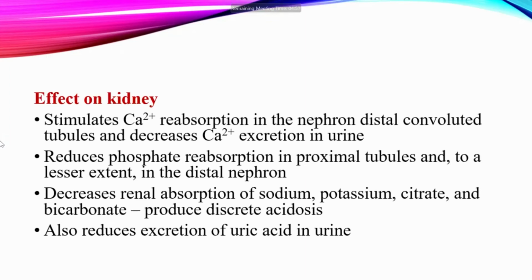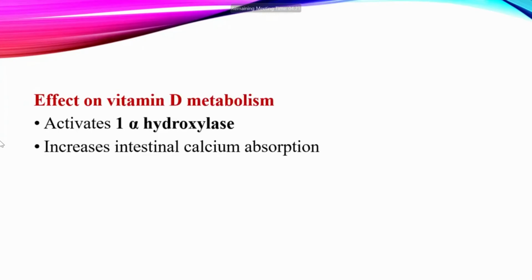And this excretion of phosphate during hypercalcemia prevents the formation of the stones. So parathyroid hormone excretes the phosphates in the urine, while it prevents the excretion of calcium at the same time. So, effects on vitamin D metabolism.